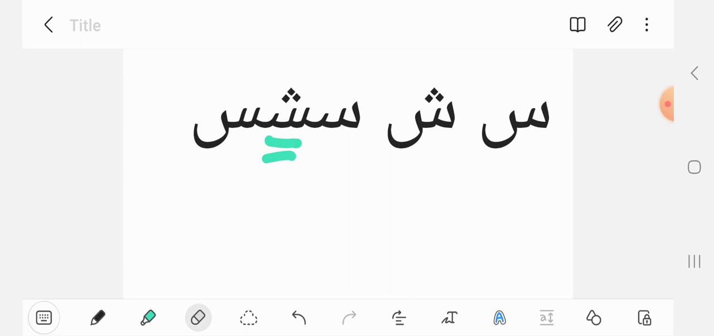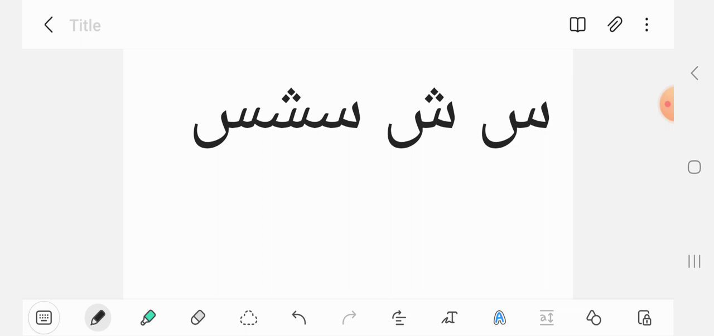And also the end of word, Sin or Sheen, is going to look like this right here. Okay. The only difference right here, you have a little connector to the right of it. Okay. All right. Now let's recap real quick.